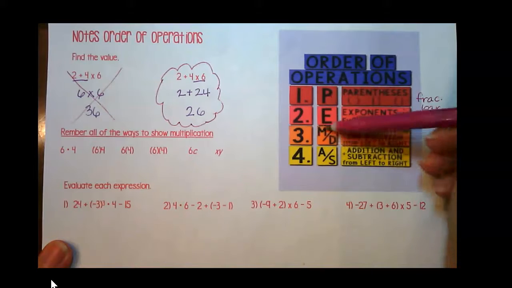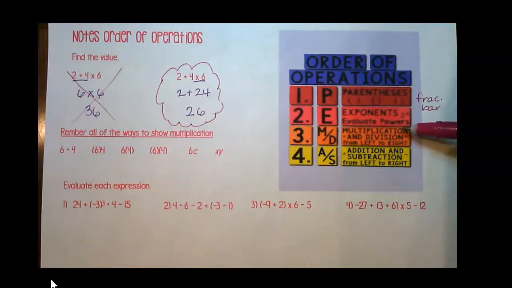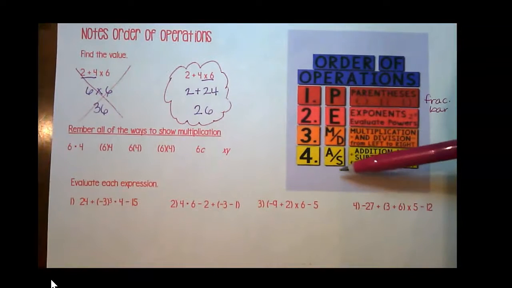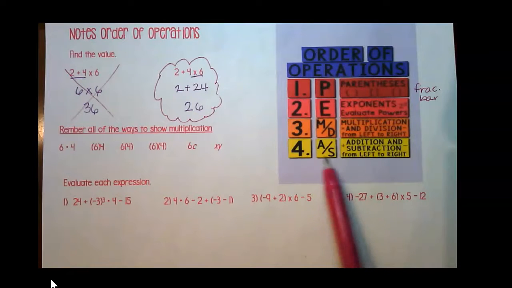Exponents. The reason the M and the D are together in step 3 is because we go from left to right when you have both of those operations in your question. Same thing for addition and subtraction. They are step 4, and you would go from left to right when you have both of these operations in the same problem.